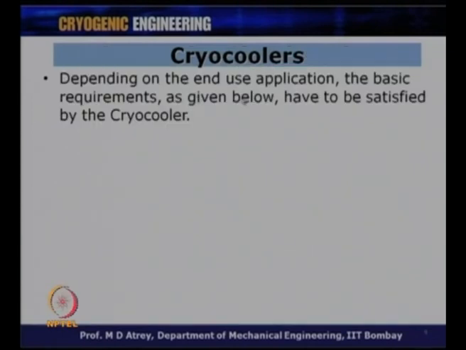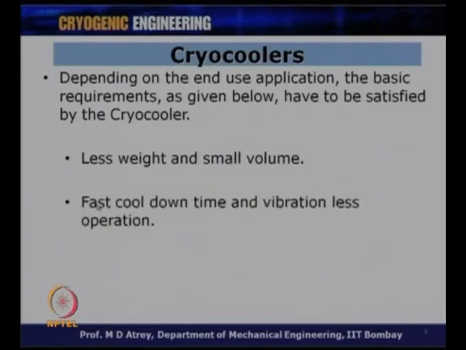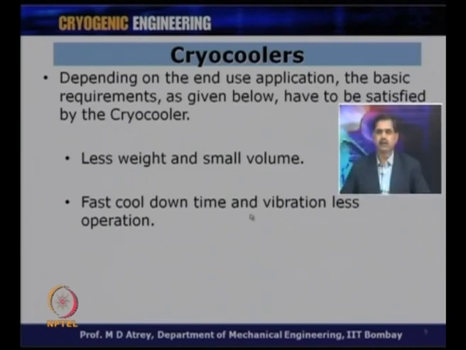Now, depending on the end use application, the following basic requirements have to be satisfied by the cryocoolers. It has to have less weight and small volume depending on end use. For example, it can be used in space applications where weight and volume are very important. Fast cool down time and vibrationless operation are also very important characteristics. How much time it takes when started to reach the lowest temperature, and also what its vibration level and noise level are, are very important parameters depending on the kind of applications you have in mind.